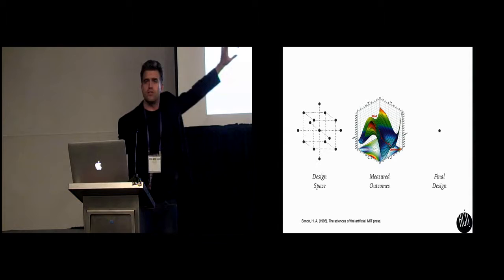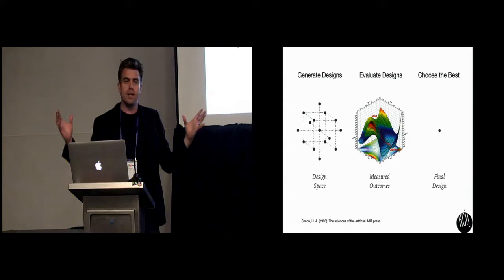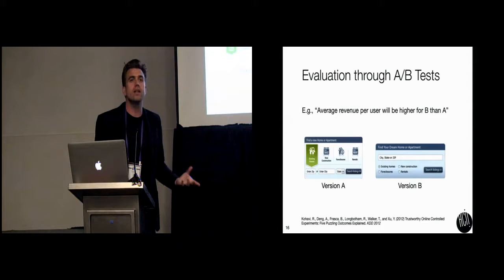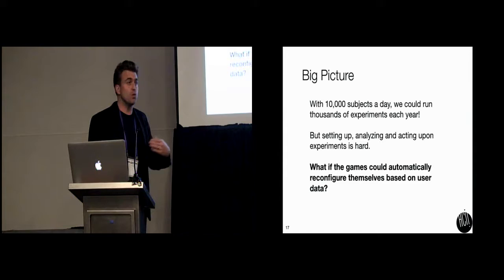This lines up with Herb Simon's approach towards design, which is that you're creating a lot of variations, and then you're evaluating them, and then you're choosing them. The evaluation technique that we can use is A-B testing, so online experimentation. Not for average revenue, but in our case, how long players play a particular game. And we get about 10,000 kids playing these games a day, so we've got the capacity to run thousands of experiments.